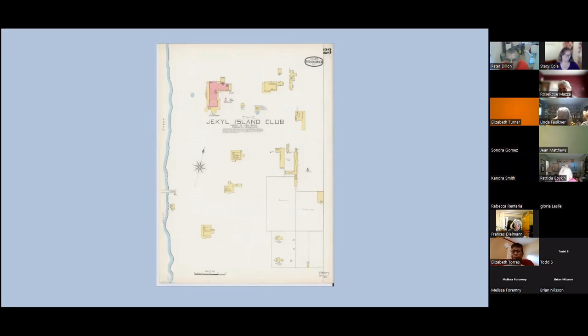I don't think you could use the Sanborn maps. You could look back maybe into the Library of Congress and see what they had, especially if there were land grants. You might be able to find something there.